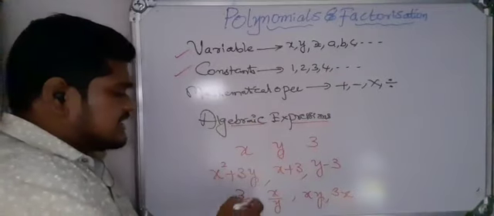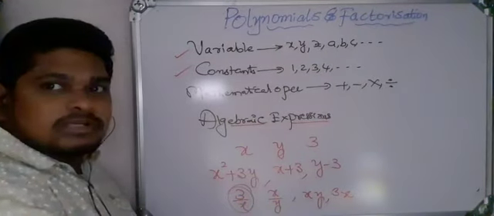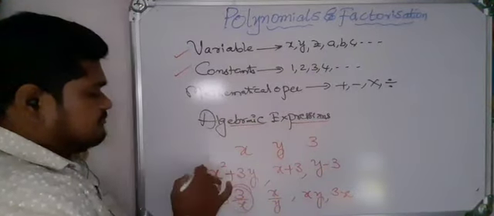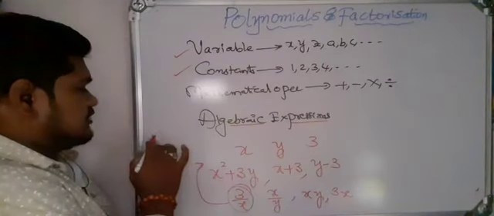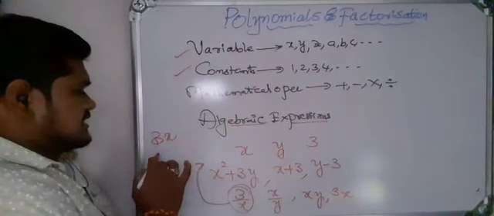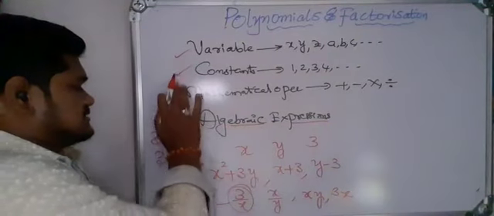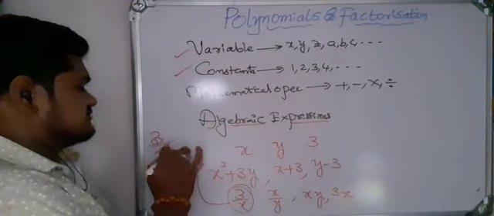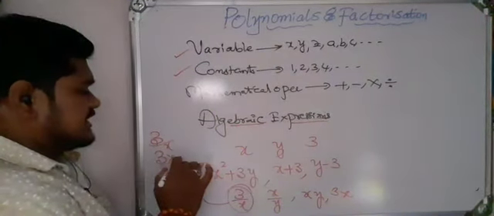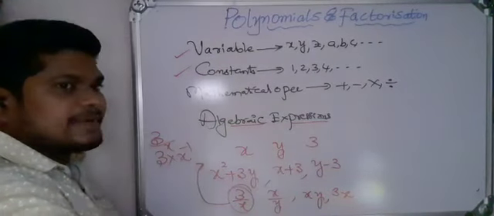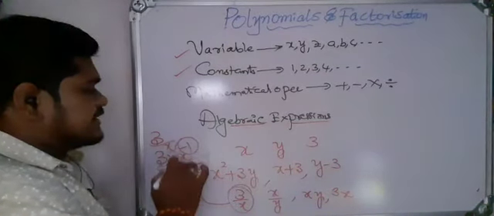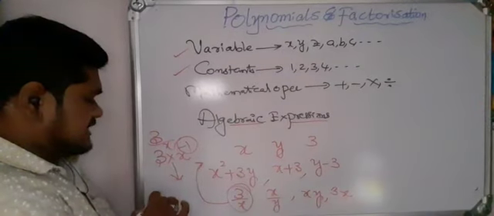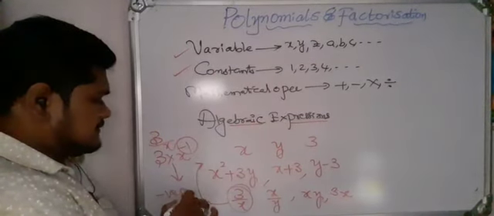Now observe here, 3 by x is there. What is the power of the variable? How can you change 3 by x? We can write it as 3 into x power minus 1, if you take x into the numerator. This is a negative power. Just remember that here it is a negative power.